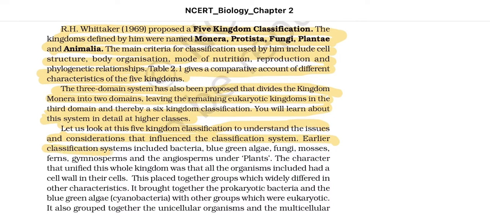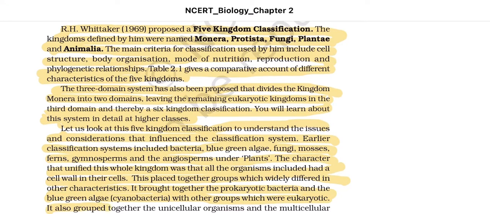Earlier, classification systems included bacteria, blue-green algae, fungi, mosses, ferns, gymnosperms, and the angiosperms under plants. The character that unifies this whole kingdom was that all the organisms included had a cell wall in their cells. This placed together groups which were widely different in other characteristics. It brought together the prokaryotic bacteria and the blue-green algae or cyanobacteria with other groups which were eukaryotic.